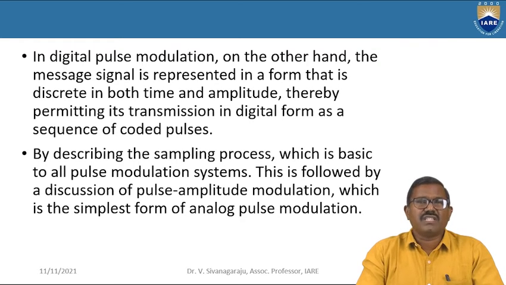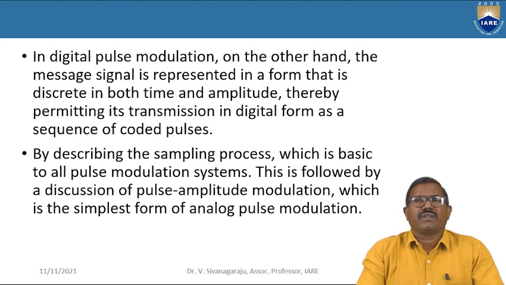Now we are entering digital pulse modulation. Here, the message signal is represented in a form that is discrete in both time and amplitude, thereby permitting its transmission in digital form as a sequence of coded pulses. The example for digital pulse modulation is PCM, pulse code modulation. Whereas in analog pulse modulation, we have three varieties: one is PAM, second is PWM, and third is PPM. But in digital pulse modulation, we have only one, pulse code modulation.